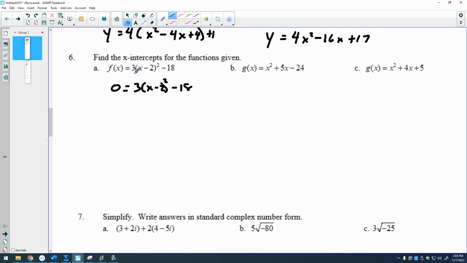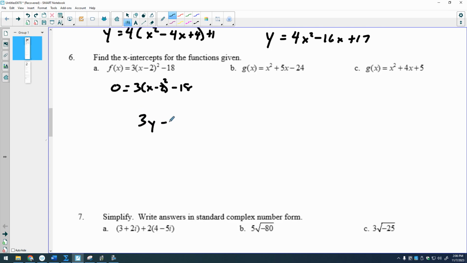Okay. Question A, B, and C. Your task is to figure out what technique you want to use. In this case, I have a single term that's being squared. I can isolate that single term. So I'm going to use what's called taking square roots. I'm just going to isolate that and solve. So pretend this is just like a variable. I'm back to algebra 1.